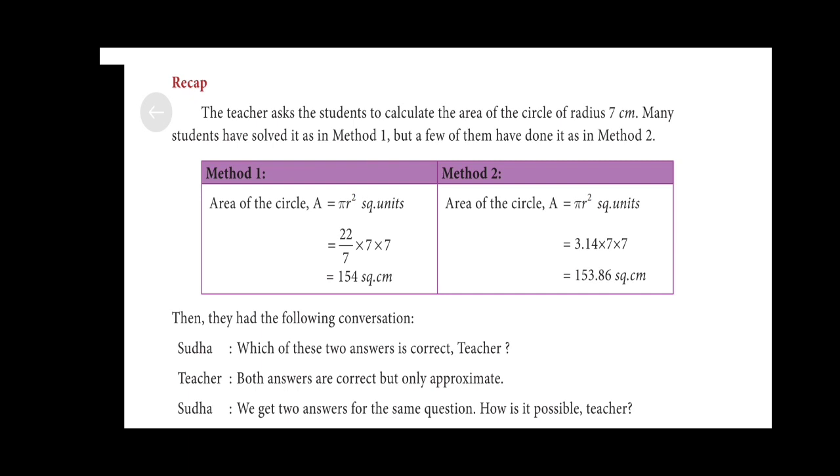So whatever we need, we can use this. If you want to cancel, you can use 22 by 7. So we can cancel the 7. If you want to multiply, use 3.14. Both the values are the same. These are the values for pi. So here you can see the two methods.